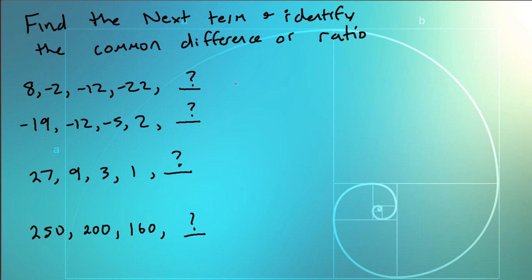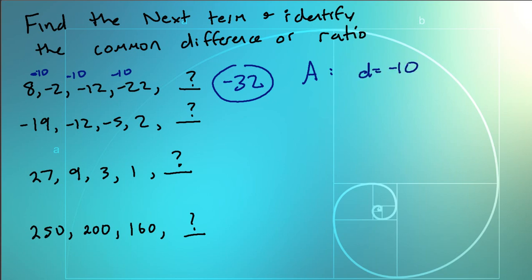So, this one, what is going on there? Well, to get from 8 to negative 2, I'd have to subtract 10, and then subtract 10, and then subtract 10. So negative 32 is next. So arithmetic with a common difference of negative 10.